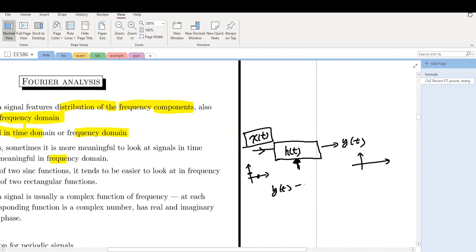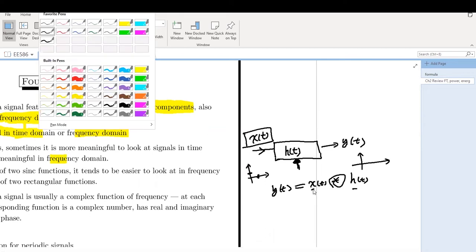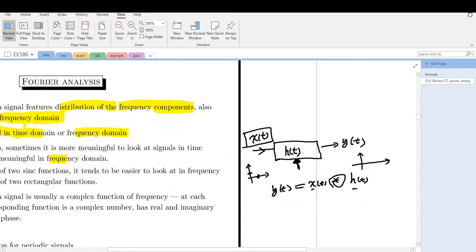The output y of t is the convolution, the star, of these two signals together, the input and the impulse response. We learned this in the prereq. For example, if the input is a sinc function, and let's assume the impulse response is a sinc function as well, then this is two sinc functions convolved together. So x of t equals h of t equals sinc t.